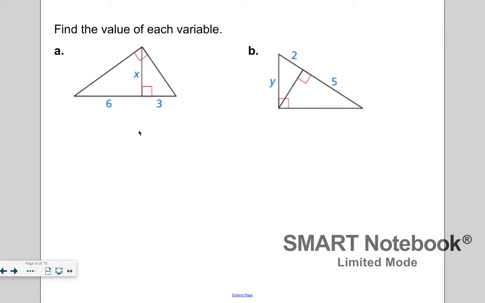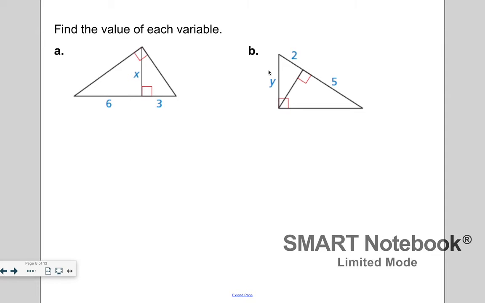So over here, I have x, that's the geometric mean, or the altitude. So the altitude was the geometric mean between the segments of the hypotenuse, between 3 and 6. So the x will be written twice on the diagonals, between 3 and 6 written on the other diagonals, and you'll solve.